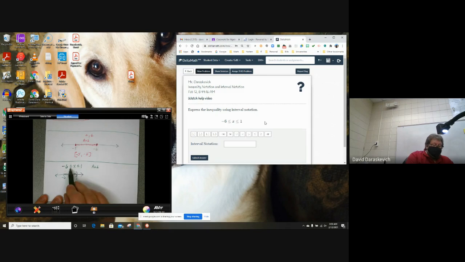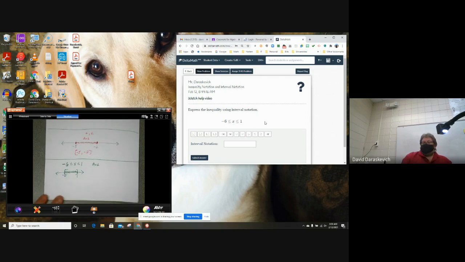Now be careful. Sometimes it might trick you here and put one of these equal and one not, in which case you'd have parentheses and then a bracket. But these are both brackets. And that becomes my interval. -6, 1. So that's what I would put in my interval notation. Brackets, -6, and +1.